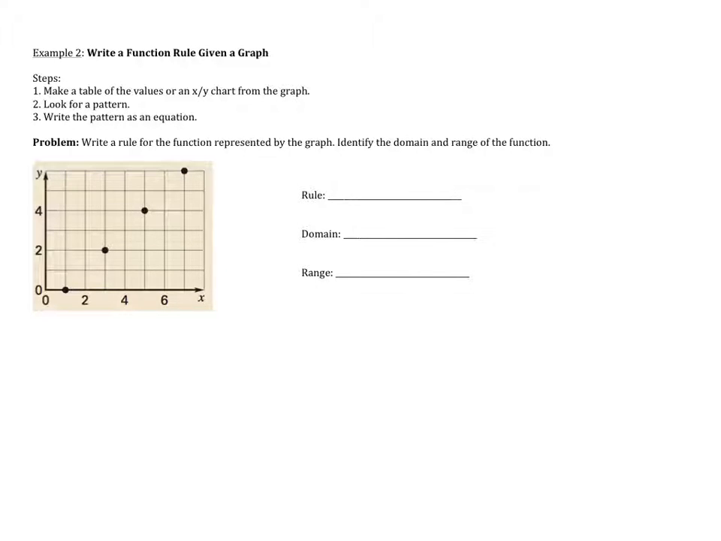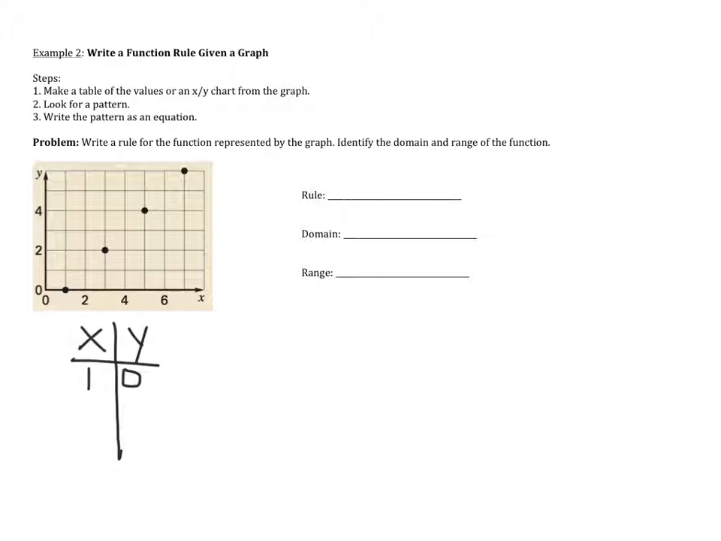Step 1 would be to first either make a table of values or an XY chart from the graph, or you could just list the ordered pairs. So let's do that first for the graph that we're given. Here is our XY chart, and let's start listing our values. So if we look, our first point is sitting right on the x-axis. They're counting over 1 but then up 0. So we would have a point at (1, 0).